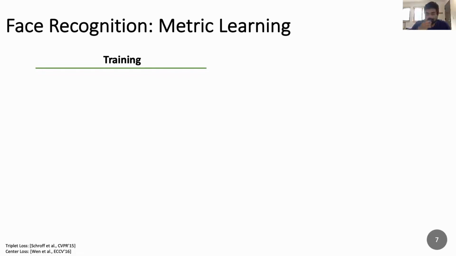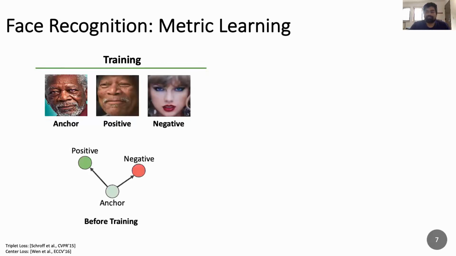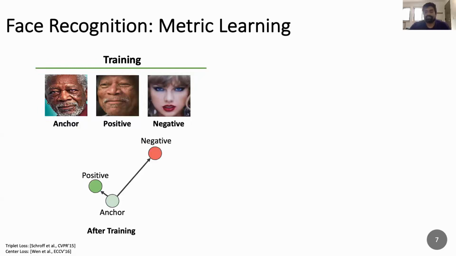Here, a learner first samples random sets of 3 faces to train on. One is an anchor. The next is a positive sample, which matches the identity of the anchor. And the third is a negative sample, which has a different identity. The goal of the loss function is to minimize the distance in the embedding space between the anchor and the positive sample, and to maximize the distance in the embedding space between the anchor and the negative sample.